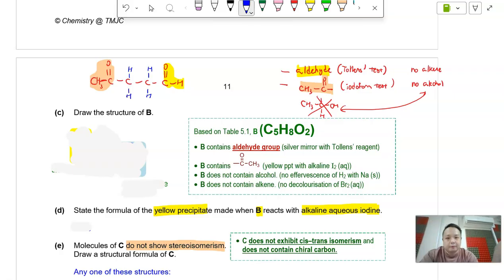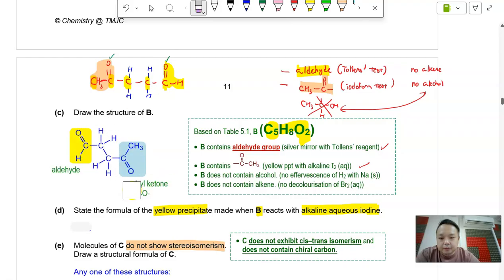So we check the functional groups now. Aldehyde, methyl ketone, both have. Do we have 5 carbons? Let's count. 1, 2, 3, 4, 5. Yes, done. Do we have 2 oxygen? Yes, done. 1, 2. Do we have 8 hydrogen? 1, 2, 3, 4, 5, 6, 7, 8. Okay? Hydrogen also done. And therefore, this will be the likely structure of B. Okay? So, methyl ketone, and then your aldehyde.